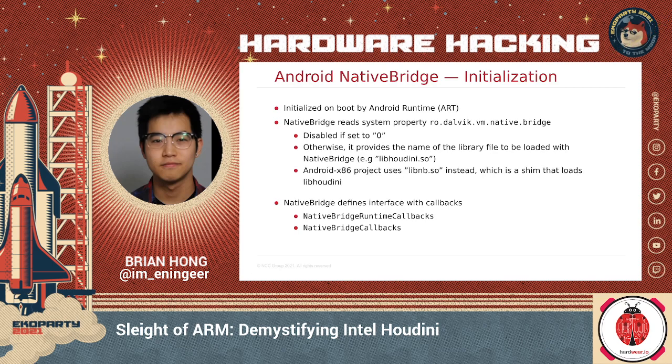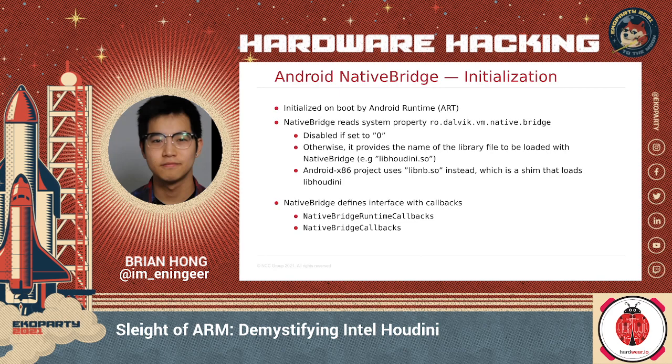If you actually take a look at the Android x86 project, it seems like they use their own implementation of Native Bridge, called libmb.so, but when you take a closer look, it's actually a thin wrapper around libhoudini. It just calls libhoudini functions. And Native Bridge defines the interface with two callbacks, Native Bridge runtime callbacks and Native Bridge callbacks.